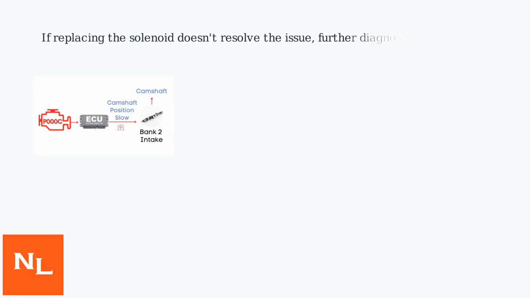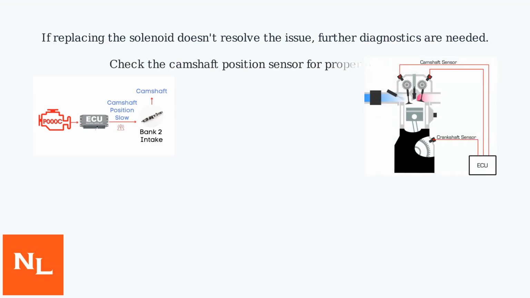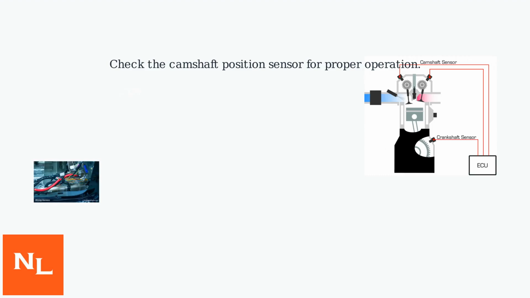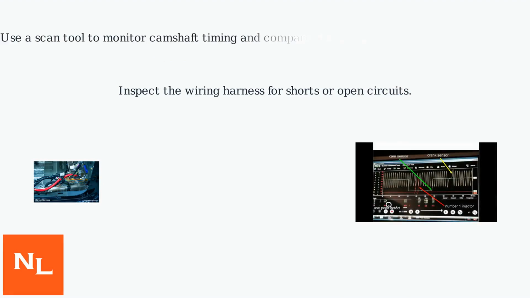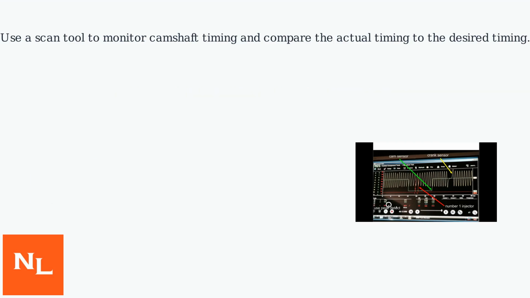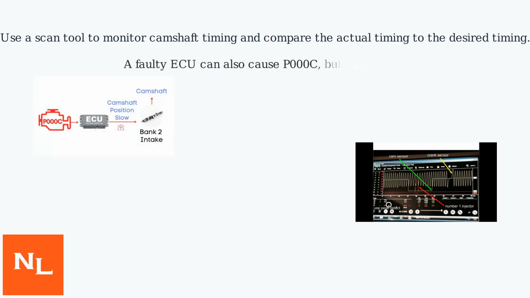If replacing the solenoid doesn't resolve the issue, further diagnostics are needed. Check the camshaft position sensor for proper operation. Inspect the wiring harness for shorts or open circuits. Use a scan tool to monitor camshaft timing and compare the actual timing to the desired timing. A faulty ECU can also cause P000C, but this is rare.